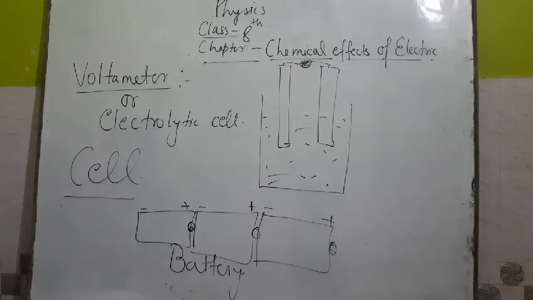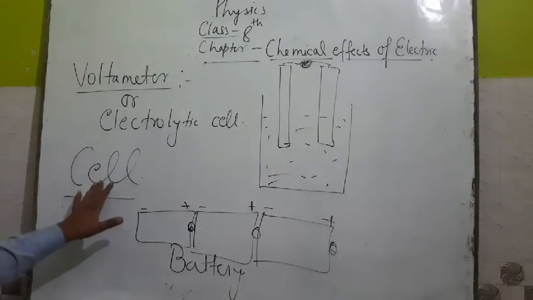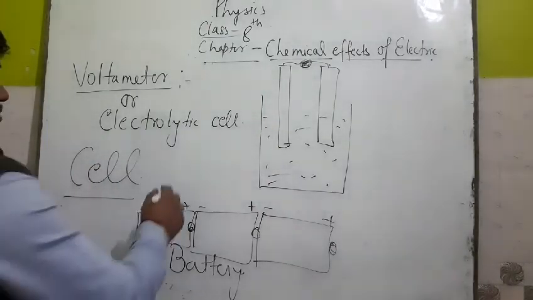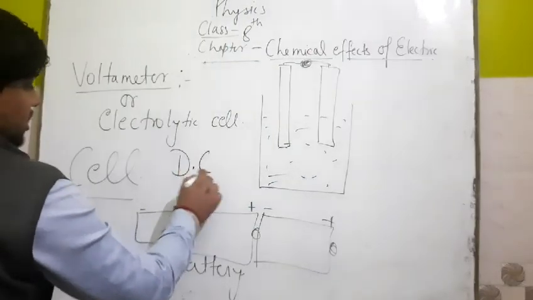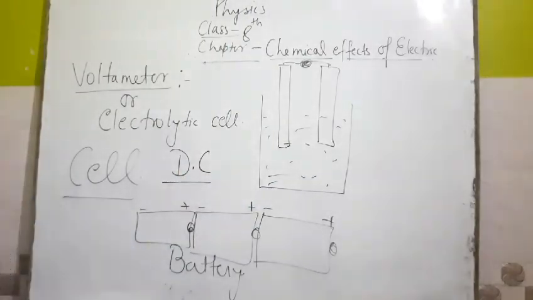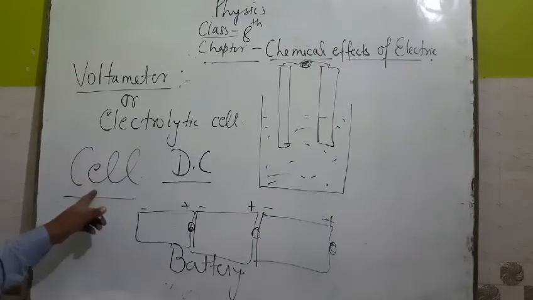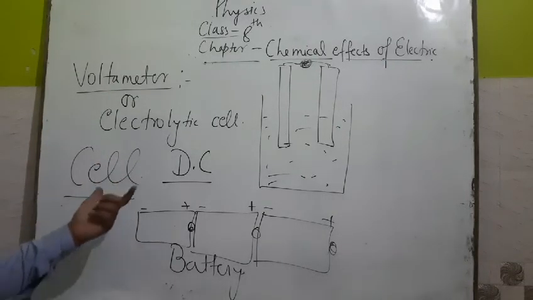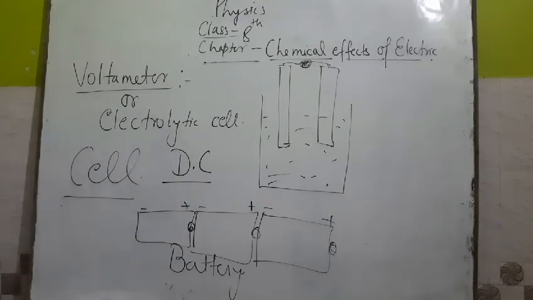Clear? A cell or battery gives what? Direct current, DC current. Okay, that is direct current. यानी सेल्स या बैटरी से जो करंट निकलता है that is DC current. Okay.